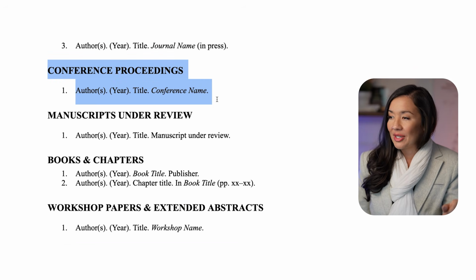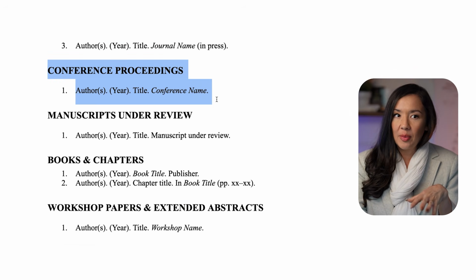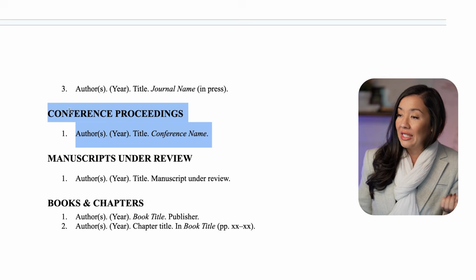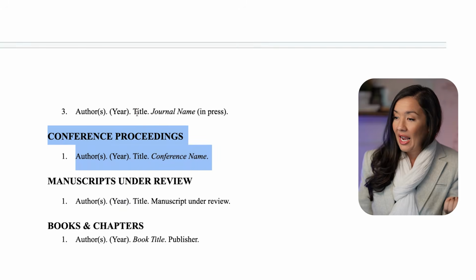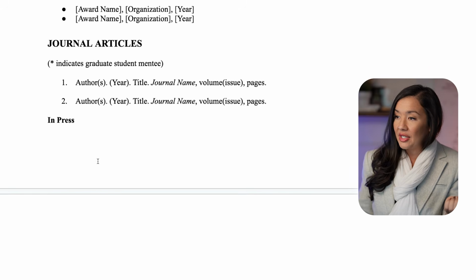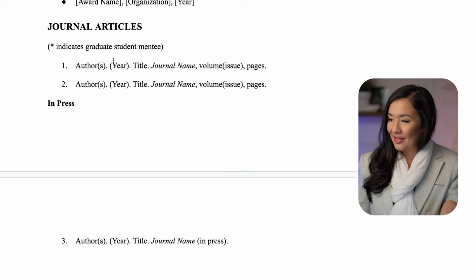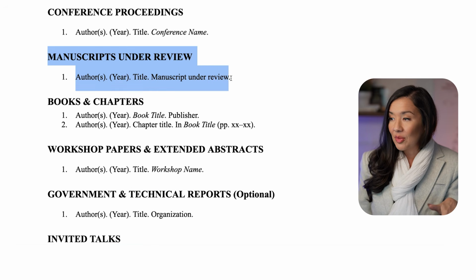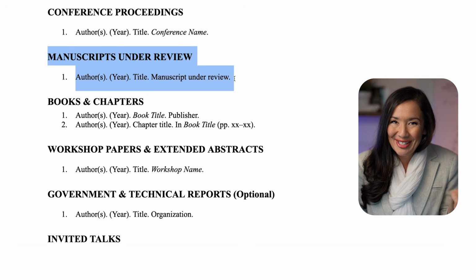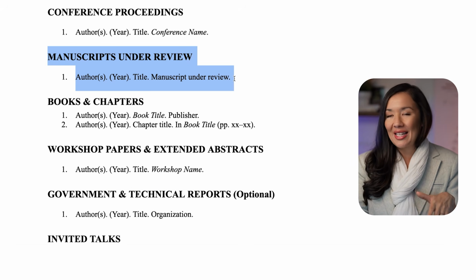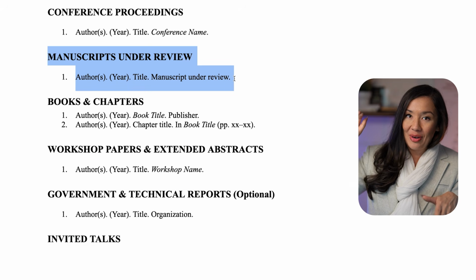Next I have is conference proceedings. I have separated this out, but some fields consider conference proceedings and journal publications as the same. If that is the case for your field, you can delete this conference proceedings section and include the conference proceedings just in these journal articles, but some fields see them as 2 very different things. The next one I put under conference proceedings because it's a little less prestigious than conference proceedings. You'll see that I'm ranking these in order of how important they are.